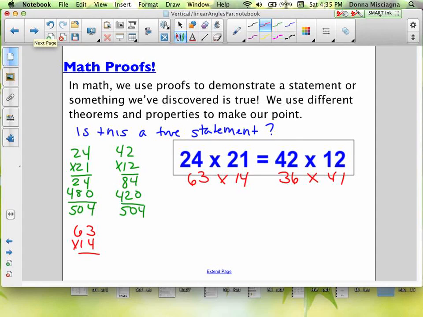All right, so 63 times 4, I'm going to actually do this in the order you're used to, right to left. So that would be 252. Right? And then 63 times 10 would be 630.